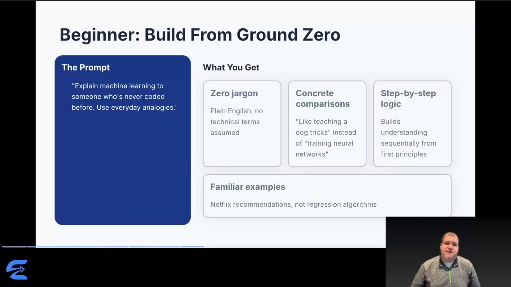The logic is built step by step, sequentially from first principles. No shortcuts, no assumptions that you've seen this concept before. And the examples are things you already know. Netflix recommendations, not regression algorithms. Spotify playlists, not machine learning models. Familiar ground makes unfamiliar concepts accessible. This level works when you're entering entirely new territory and need the foundation built carefully.